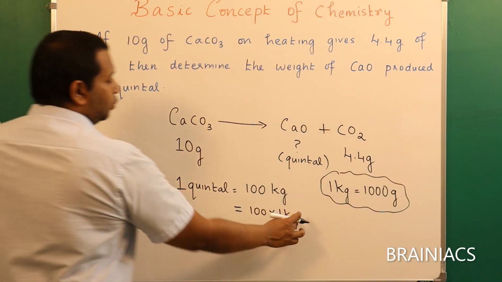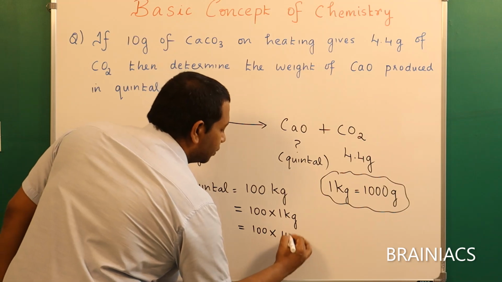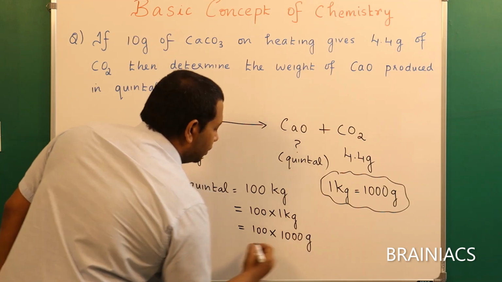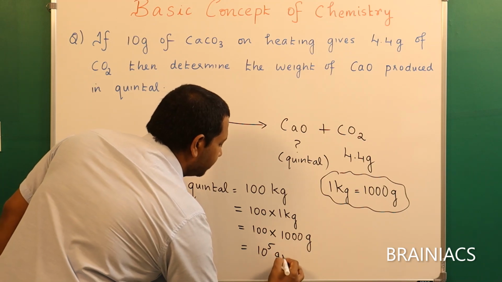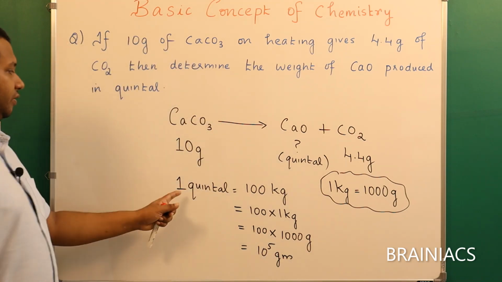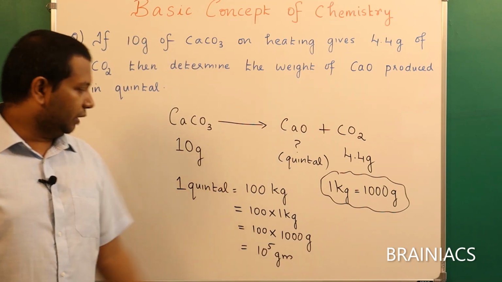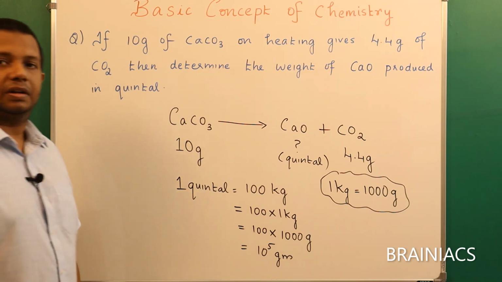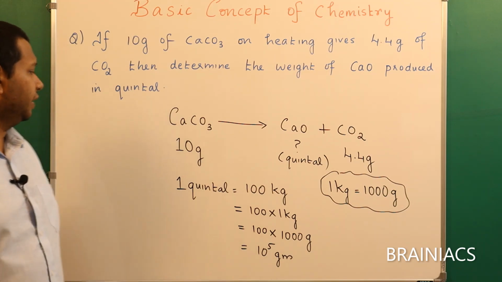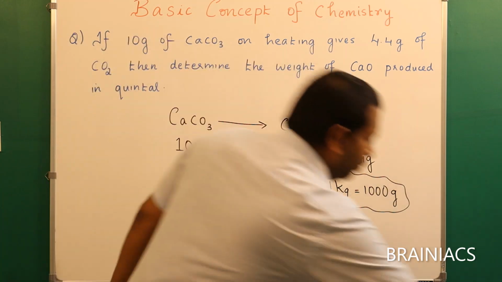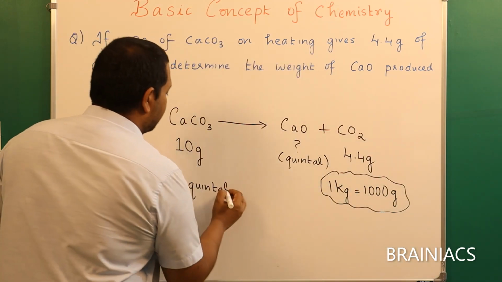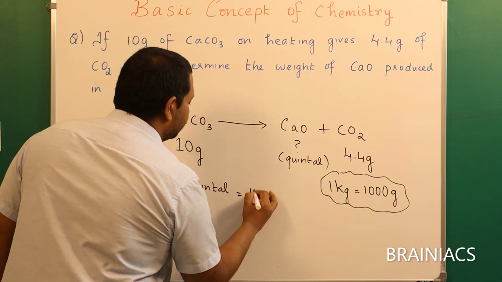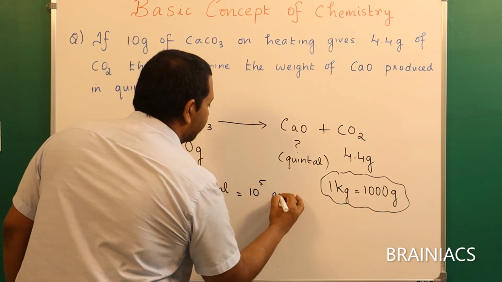So I can substitute 1 kg is equal to 1000 gram there. So 1000 gram, so I will get 10 power 5 gram. Now I got the relation 1 quintal is equal to 10 power 5 gram. Correct? 10 power 5 gram. So I will write that only now. I am rubbing this and I will write my fundamental. Now I have identified 1 quintal is equal to 10 power 5 gram.